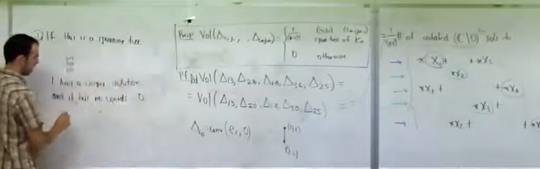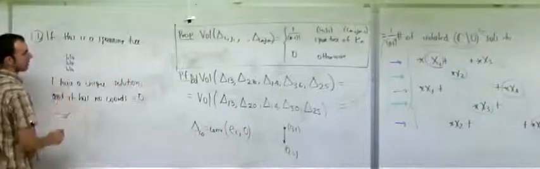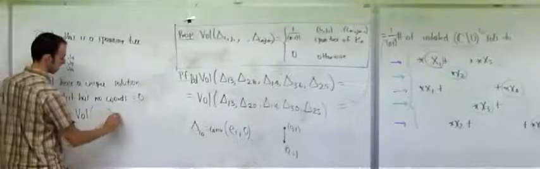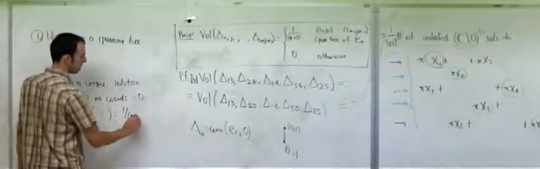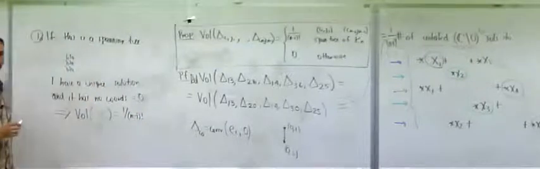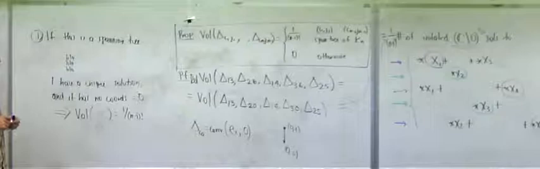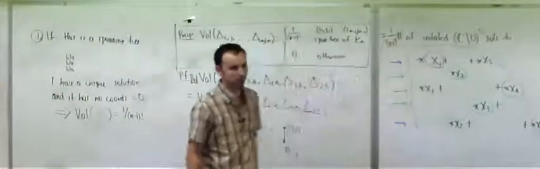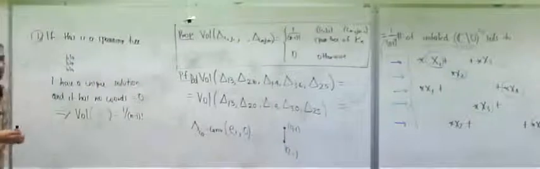Okay? And therefore, the mixed volume is 1 over n minus 1 factorial. Because it's 1 over n minus 1 factorial times 1.